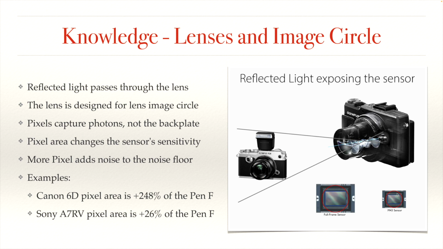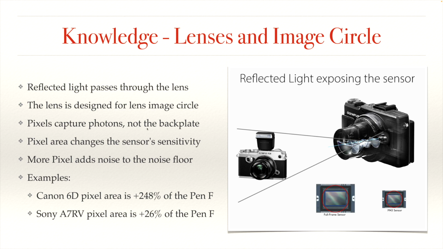They look at the difference in the image circle, and they say, okay, this lens delivered more light than the Micro Four Thirds lens. But the secret is both are delivering the full reflected image onto the sensor. So is it really less light, or is it just a more concentrated light on the Micro Four Thirds camera? So if we go to the left here, reflected light passes through the lens. We know that. The lens is designed for the image circle. That is why the full frame lens is bigger than the Micro Four Thirds lens.